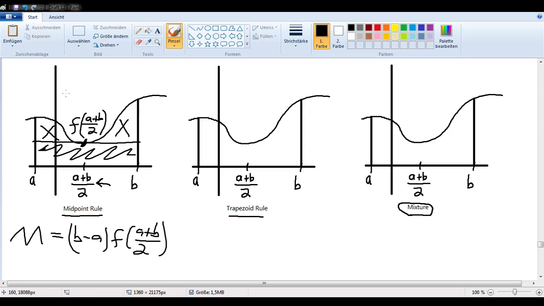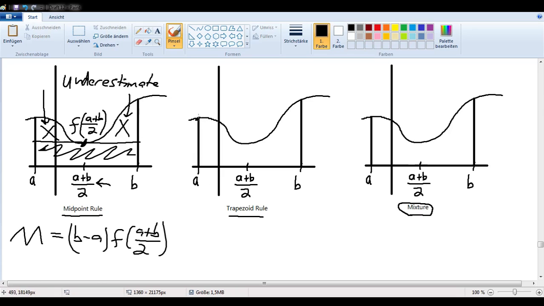That is a gross underestimation of the integral since we're missing these 2 parts. So that's an underestimate. Of course, that doesn't have to be the case for any arbitrary curve, but let's just take that for what it's worth and look at the trapezoid rule.